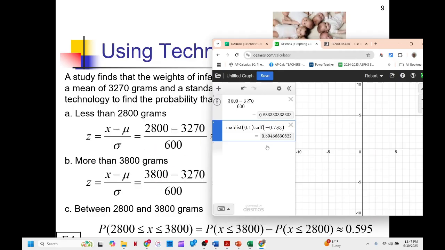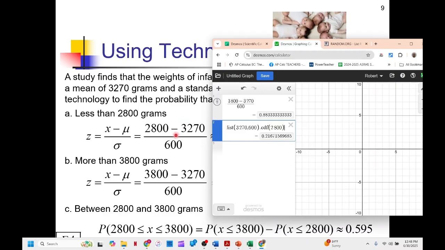But if you're using Desmos, there is actually a way to sidestep this whole z-score process. If you do normal distribution, and instead of doing 0, 1, you put in the actual mean and standard deviation from the problem, so 3270, 600, and then you do the same thing as before, .cdf. This time, if you just plug in the original value, for example, in this case 2800, it will give you the exact same value that whole z-score process got you.